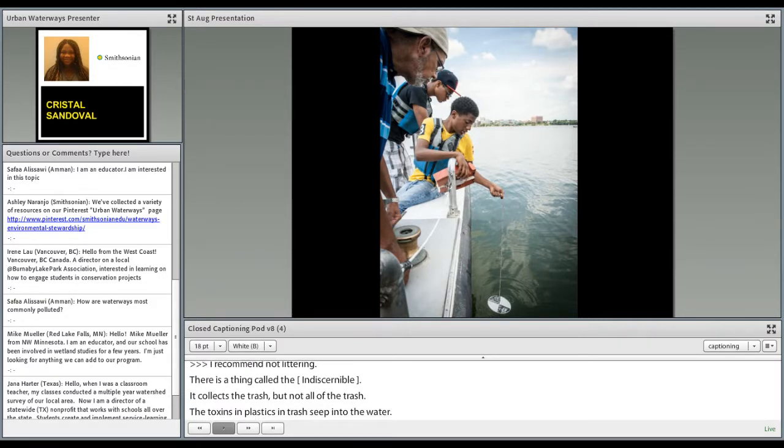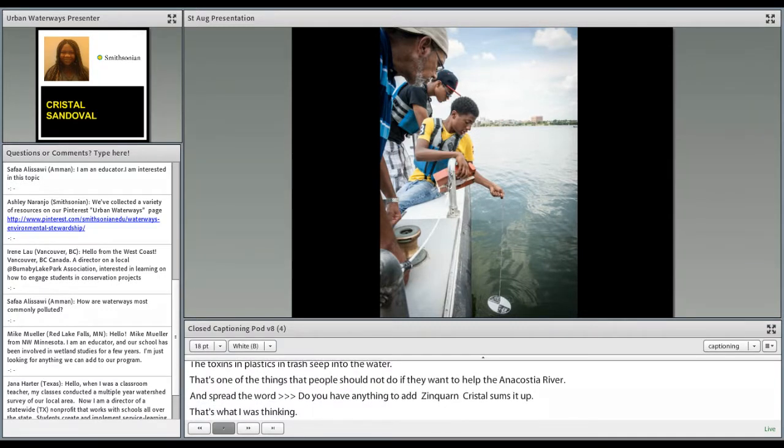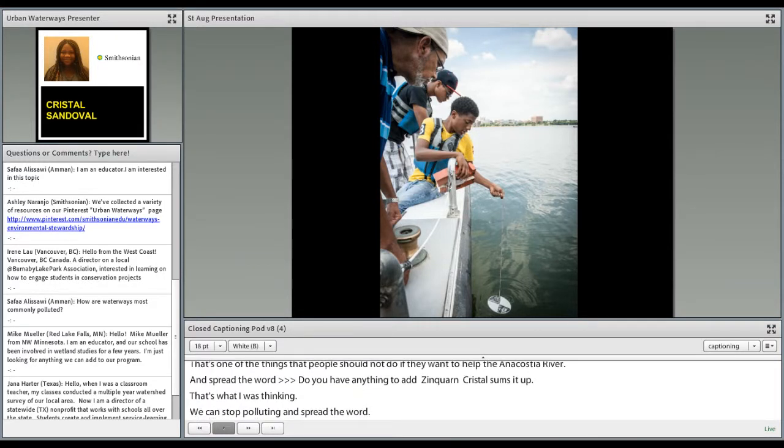Do you have anything to add, Z? Well, no, Cristal pretty much summed it up. That's what I was thinking, that's the major thing we can do: stop polluting and spread the word of, like, stop polluting or littering. Yeah, just spread the word of not littering, because that litter, as you said earlier, creates a domino effect and ends up harming the marine life.